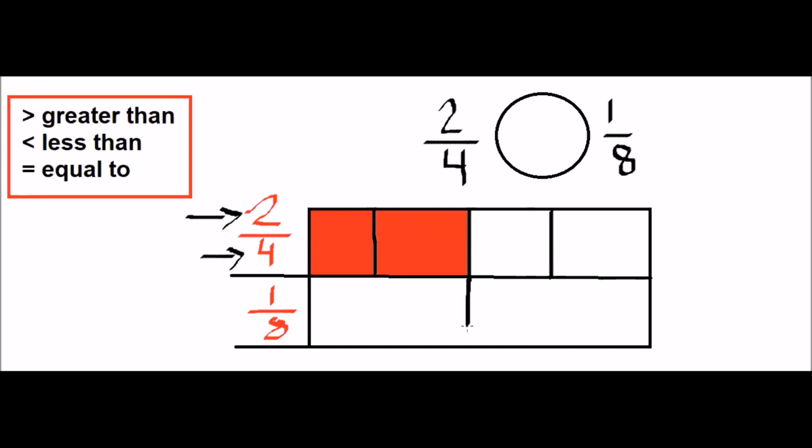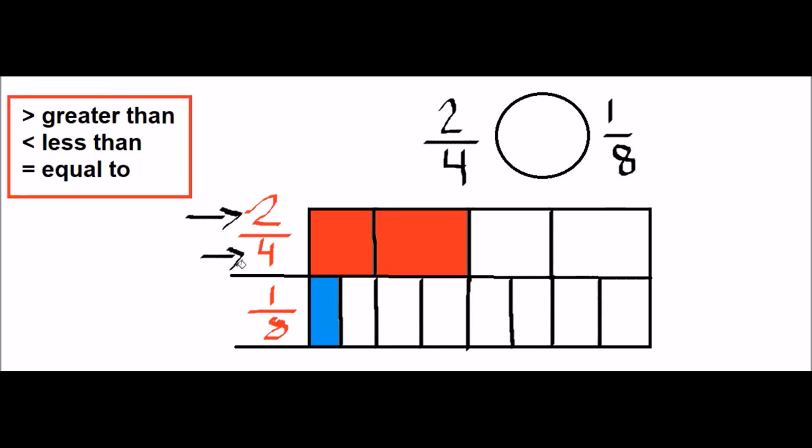So first I start with 2 becomes 4. And then I take those and split them in half. And now they become 8. Each of these little parts are worth 1/8. How many small parts am I shading in? I'm shading in 1 small part. Now we can compare our fractions.